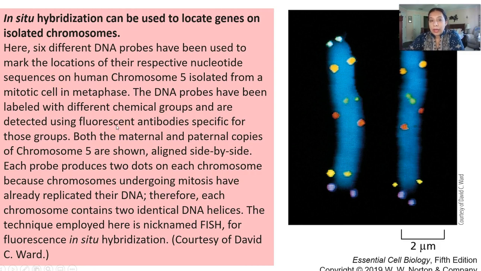So you can look at how these copies are doing. In this case, if you notice, you have 4 essentially dots showing up for each one of the probes. That's because they are undergoing mitosis at that time. They've already replicated their chromosomes, so you have the 4 copies right now. And you have them aligned side by side, in this case, maternal and paternal copies of the chromosomes, so you can see all 4 copies of each one of those sequences. This technique is also nicknamed FISH, fluorescence in situ hybridization, and that's what it is called.